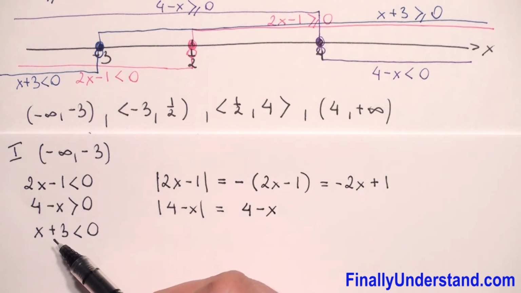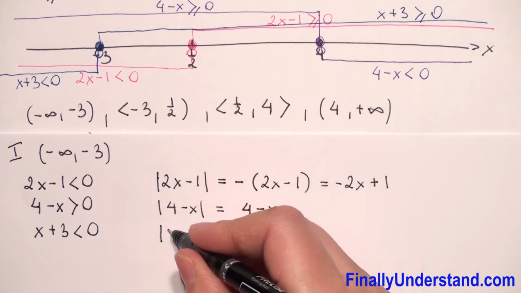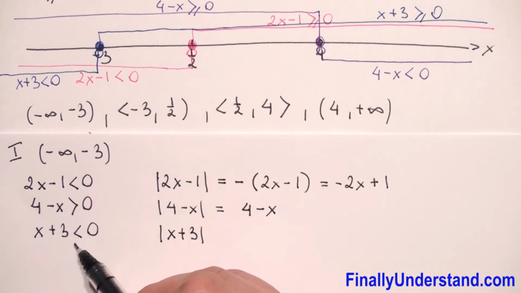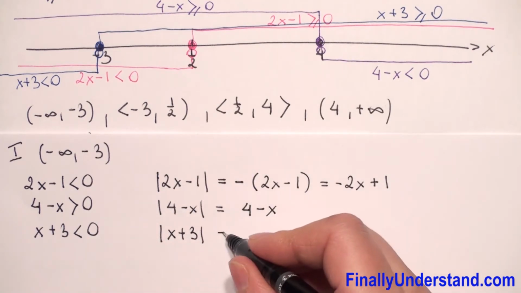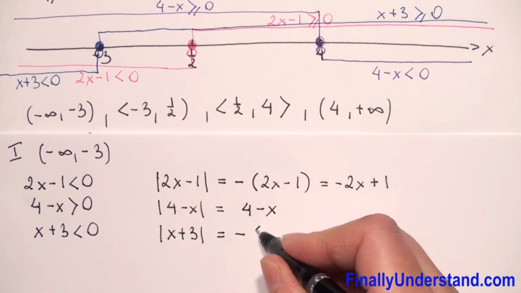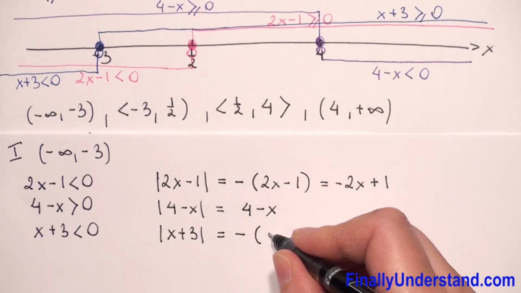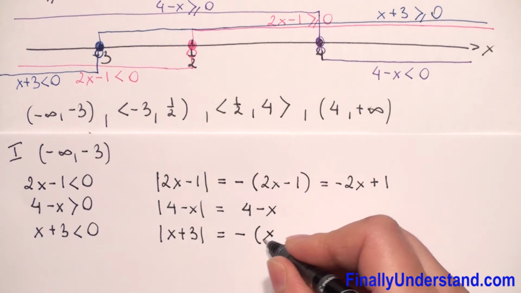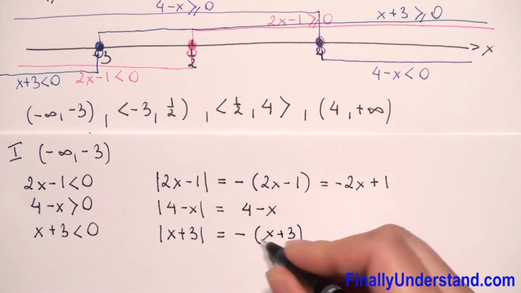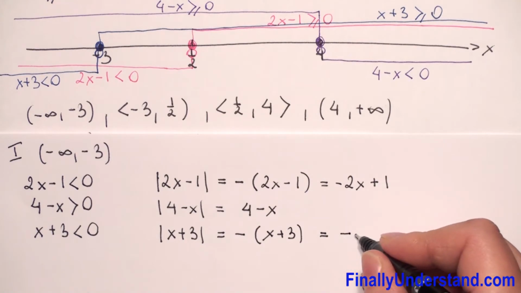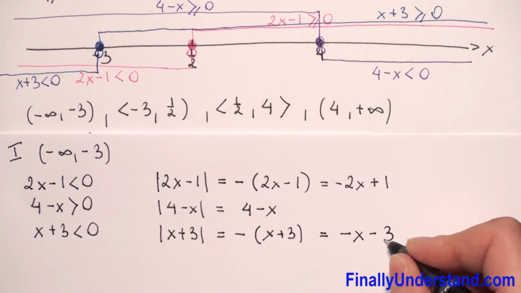And the third, absolute value of x plus 3, again is less than 0. It means we have to put a negative sign before this whole expression inside the absolute value bars. So it will be negative, x plus 3 in parentheses. So we have to change the sign. It will be negative x minus 3.